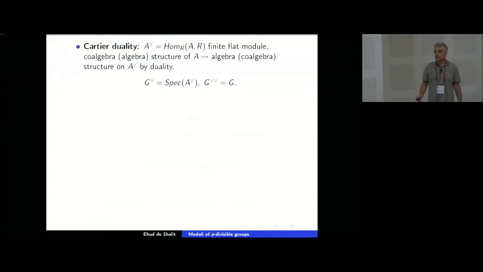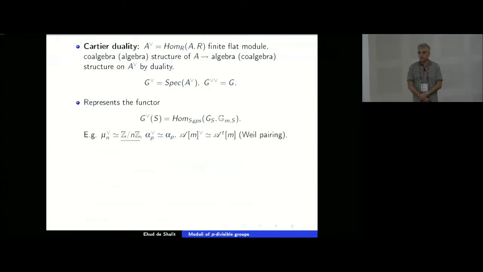because this is, of course, also finite and locally free. And you may ask what functor it represents. So it represents the functor that sends any R algebra S to the homomorphisms as S groups, in the category of S groups, between the base changes of G to S and of the multiplicative group to S. This is, of course, very different than the homomorphisms from the S points of G to the S points of G_m. This is called the Cartier dual.